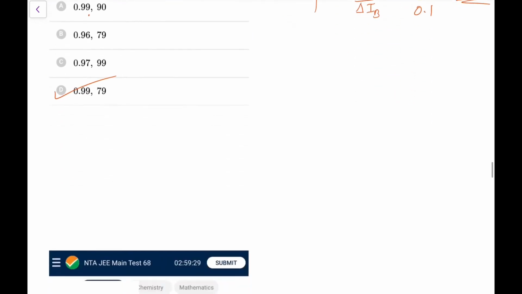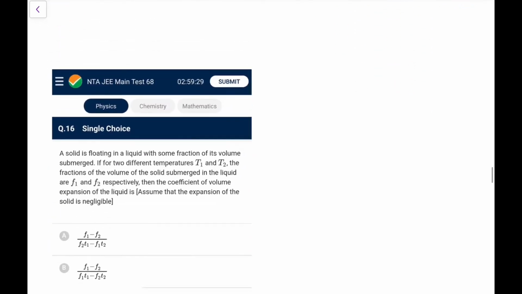Okay, next one. A solid floats in a liquid with some fraction of its volume submerged. If for two different temperatures T1 and T2 the fractions of the volume of the solid submerged in the liquid are F1 and F2 respectively, then the coefficient of volume expansion of the liquid is, okay, and assume solid does not expand. So a solid floats in a liquid with some fraction submerged. If two temperatures, the fraction is like this.